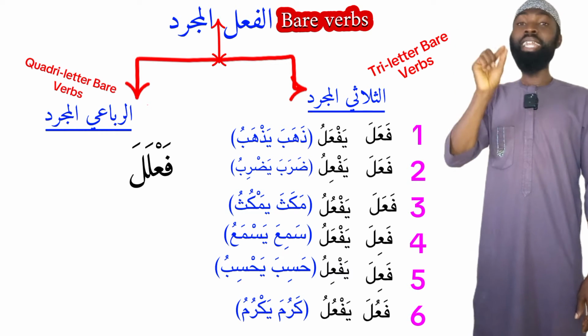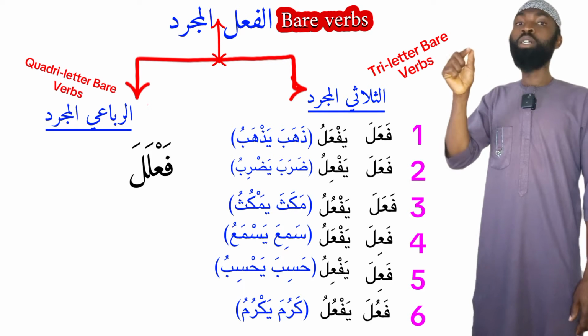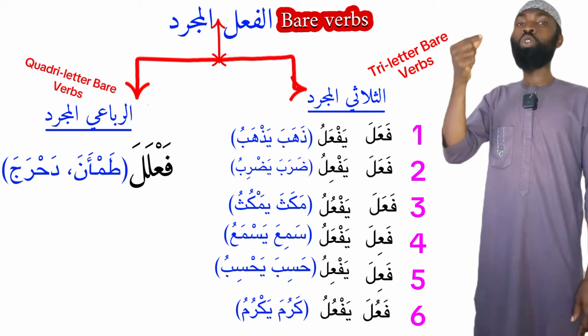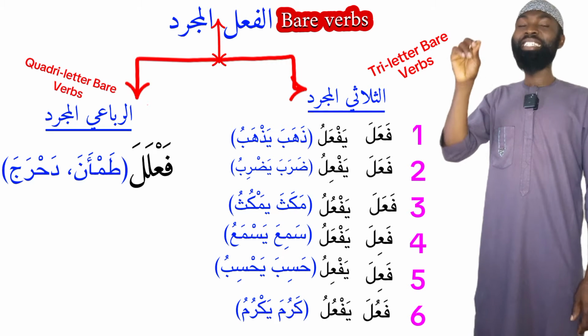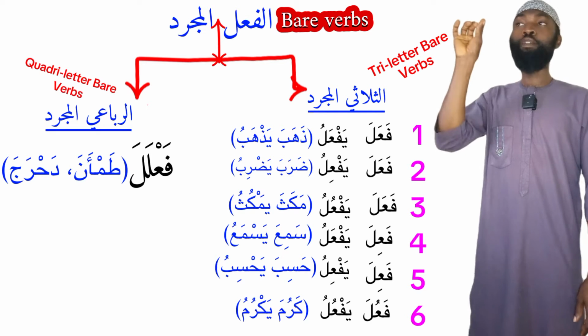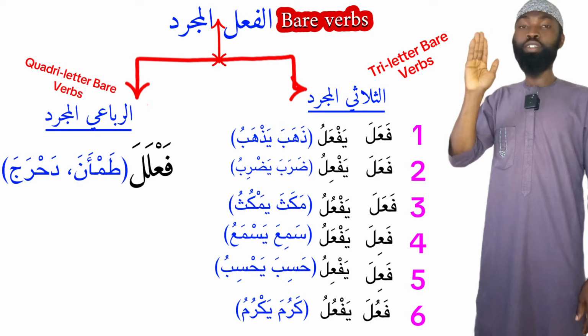Fa'lala, that is the wazn. An example word we can bring here is tam'ana. Again, tam'ana. We can also have dahraja. We can also have zalzala. This is just one scale for measuring all of the words which will fall under this category.